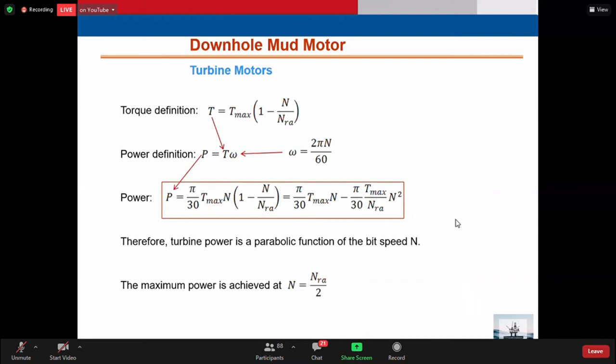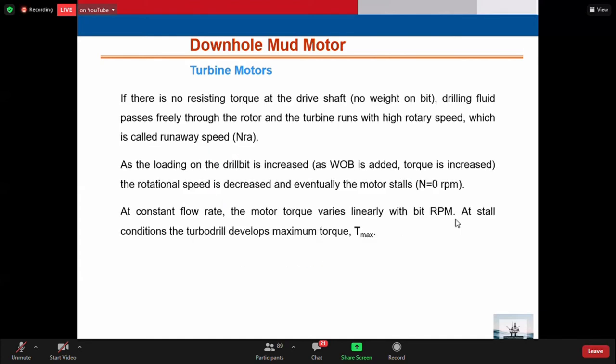Also, the turbine has many specifications. I should know the torque of the turbine, and I should know the power of the turbine. So the maximum power achieved for the turbine should be measured. If there is no resistance torque for the shaft or no weight on bit, the drilling fluid can pass freely through the rotor and turbines and run with high rotary speed, which we call runaway speed. In turbine motors, we will hear runaway speed. It is the high rotary speed for turbine motors.